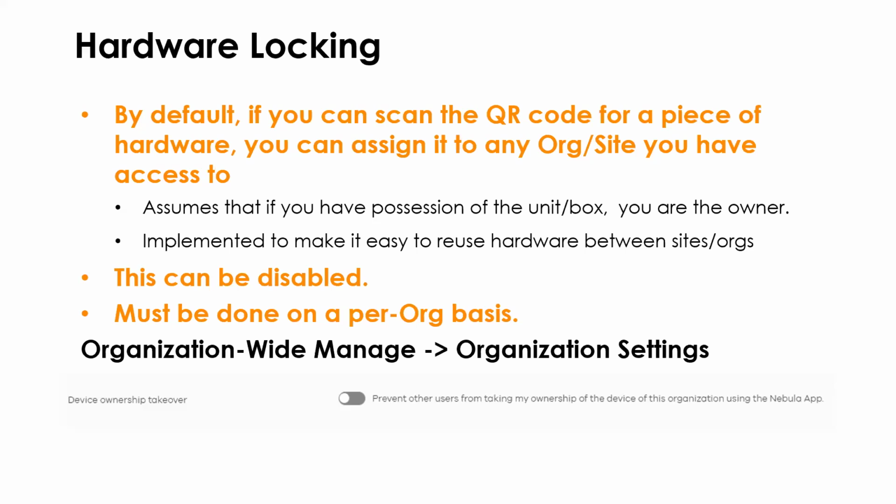The downside of this is, somebody, normally one of your customers, you'll leave the box on site, or they'll be messing around with the hardware that's been installed. They'll see the QR code, they'll scan it, and they'll take ownership of it through Nebula. So you can turn off this feature. It's pretty easy to do. You do it on a per org basis. So you simply go to organization-wide manage in the Nebula interface, organization settings, and it's called device ownership takeover. Simply enable that, and it will prevent people from being able to transfer those devices out of the organization unless they are an admin of that organization.